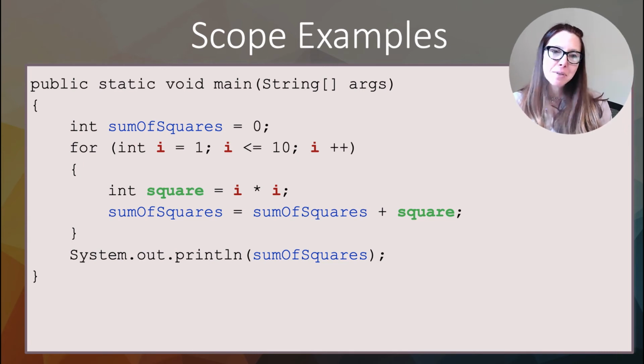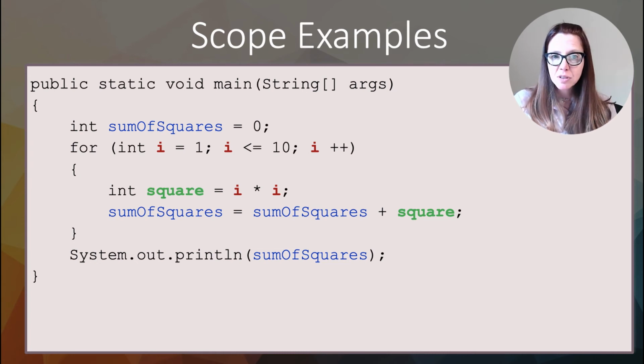Here are some examples of scope. In this main method, we start by declaring an integer variable sum of squares and initializing it with a value 0. Next, we have a for loop block, where we have an integer variable I that is allowed to run from 1 to 10. And then inside of it, we declare an integer variable square.